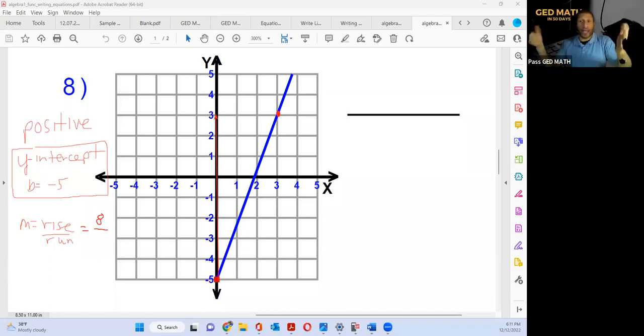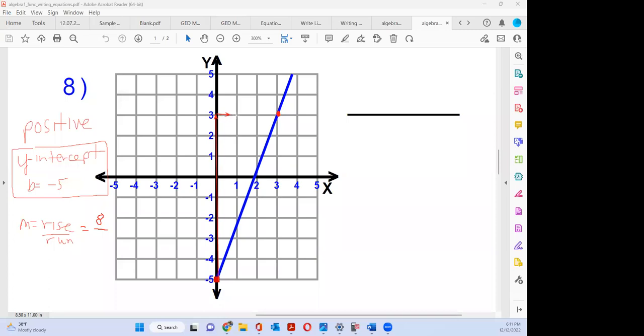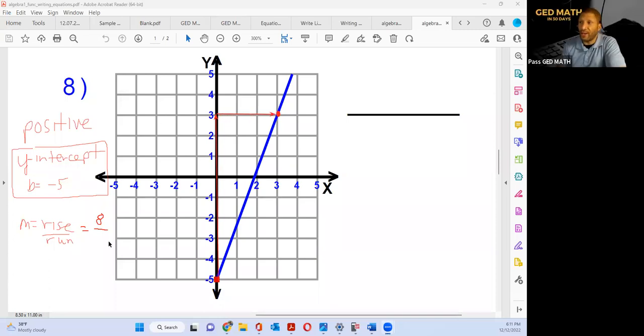All you guys do is look at it. What point do you want to use? So now what direction am I going to go? To the right. Count with me. 1, 2, 3. So I know my run is 3 now. So now I know my rise is 8. My run is 3. What's the slope of this line?